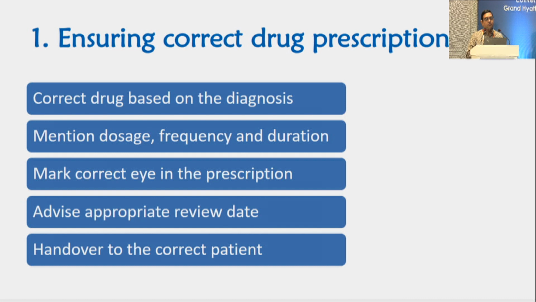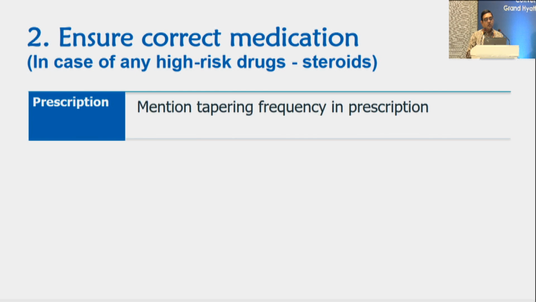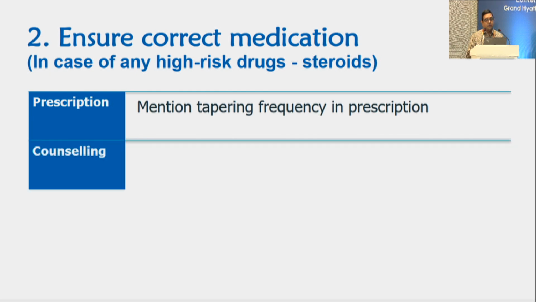The doctor's role in ensuring the correct medication is to see that the correct drug is prescribed based on the diagnosis, and to mention the dosage, frequency, and the duration. Give the correct eye. If it is only for one eye, write the correct eye in the prescription. Advise the appropriate review date until when the patient has to put it, and hand over the prescription to the patient, preferably while the patient is still sitting with you. Ensure that it is the correct medication in case of any high-risk drugs or steroids. In the prescription, always mention the tapering frequency.